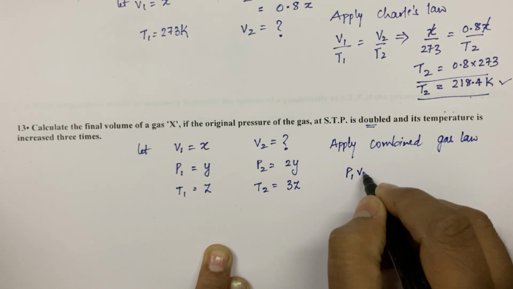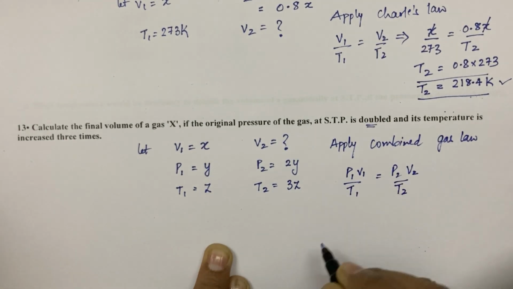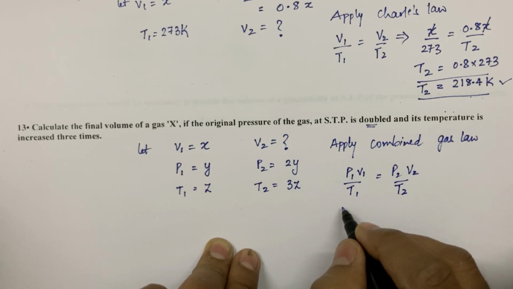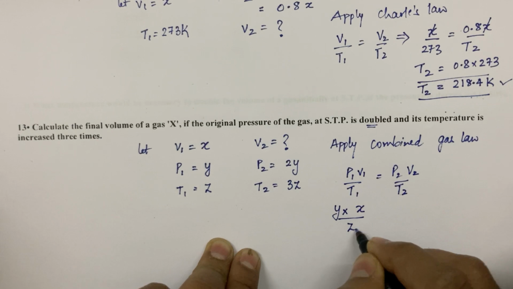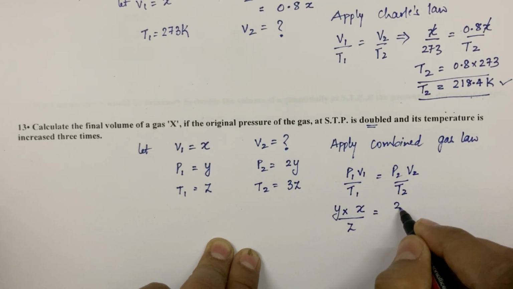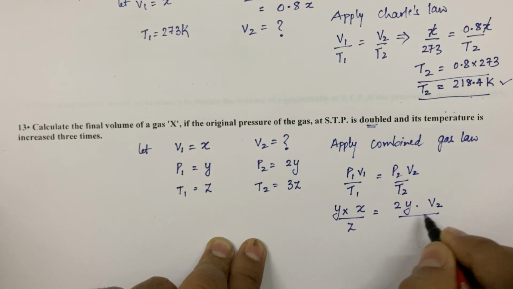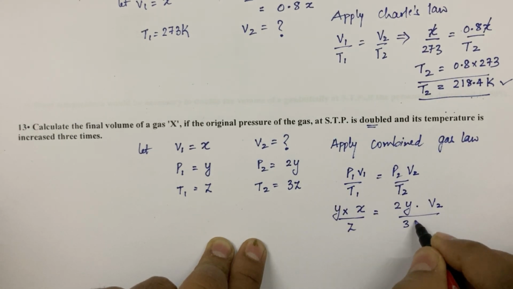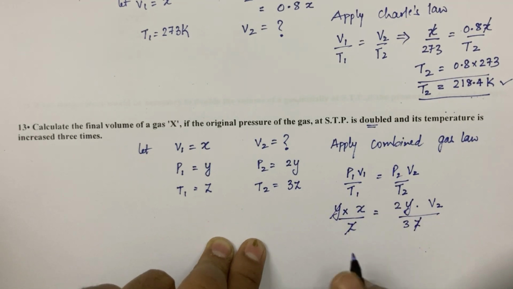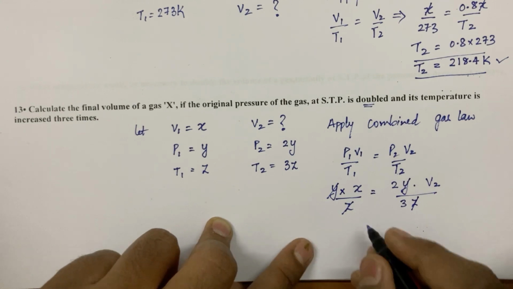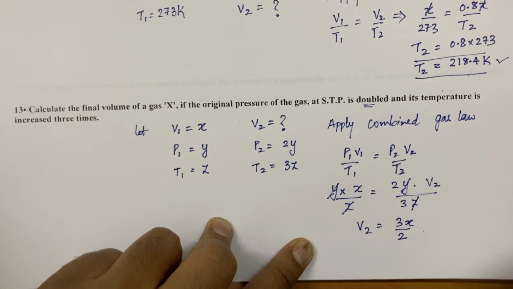combined gas law, because you have to calculate everything, that is P1V1 upon T1 equals P2V2 upon T2. So P1 is y, V1 is x and T1 is z, that is equal to P2 is 2y, V2 is to be found, and T2 is 3 times z. So z cancels out, y cancels out, so V2 will be equal to what? When you make V2 the subject of the formula, it will be equal to 3x divided by 2.